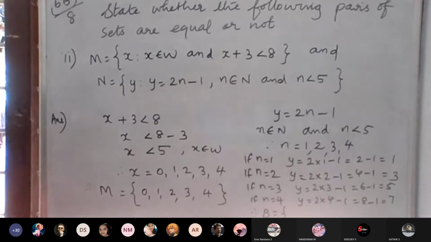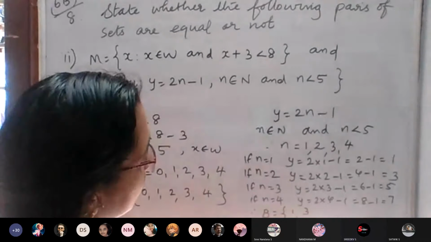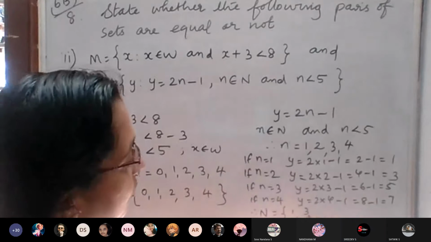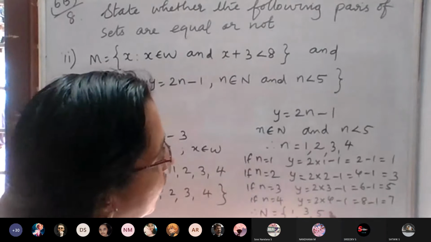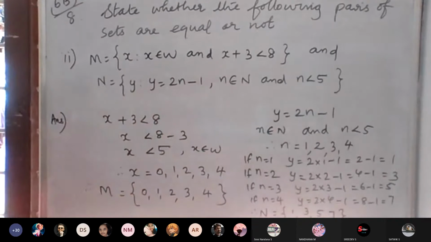Set B is equal to... Set N. Set A. N is equal to {1, 3, 5, 7}. Since the elements are not equal, we can say they are unequal sets. No, they are not equal.